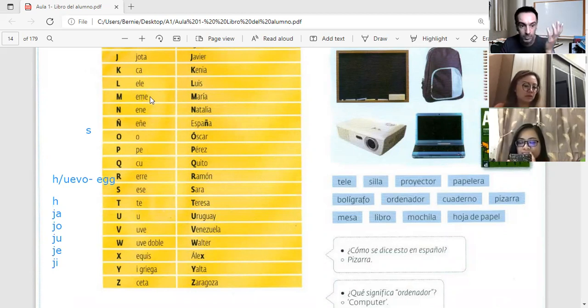M, also ma, María, mamá, mañana. N, na, Natalia, naranja. Ñ, ñe, España, mañana. Very simple. O, the Oscar. P, a simple one, no need for much complication.